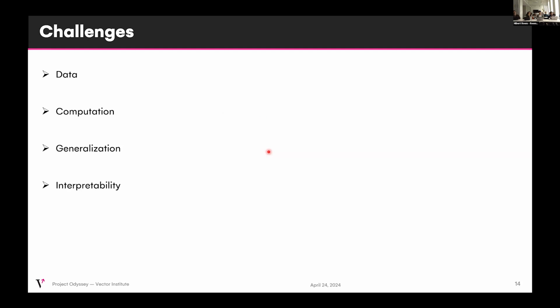What are the challenges associated? One of the main ones is getting all this data, processing it, putting everything together, making sure the model works. Compute is one of the main constraints. If you have hundreds of thousands of patients, you need enormous GPUs to be able to handle that. And most importantly, can you generalize and also be interpretable based on the decisions you're making?